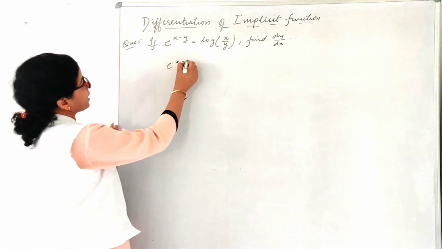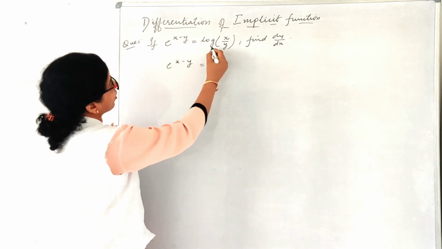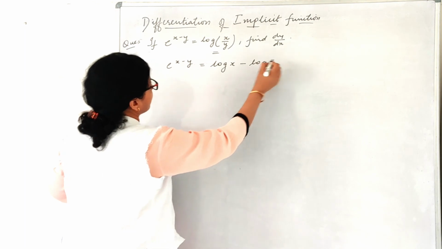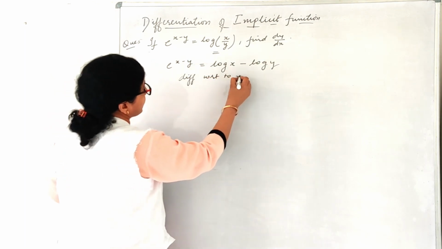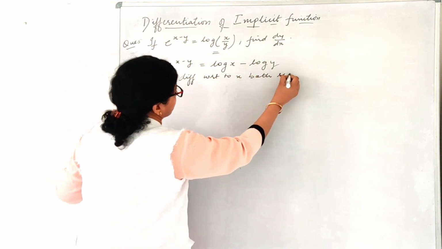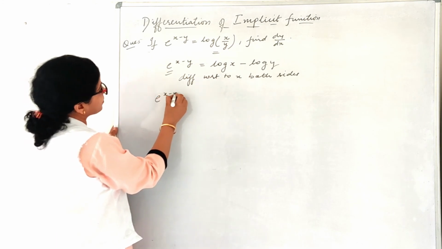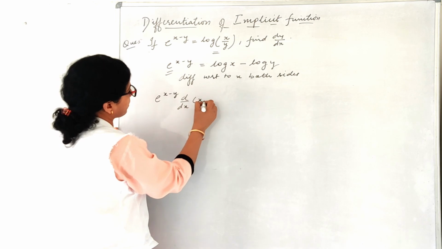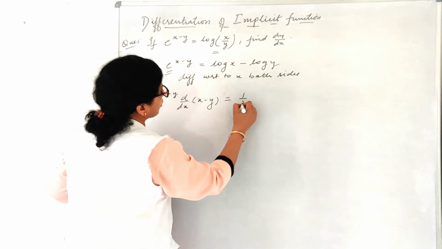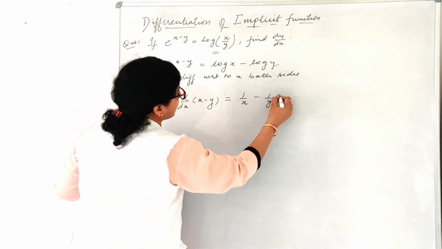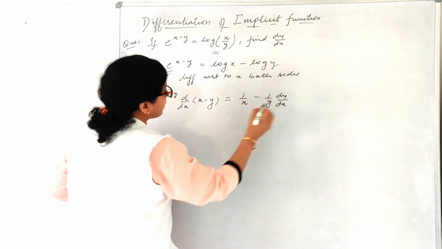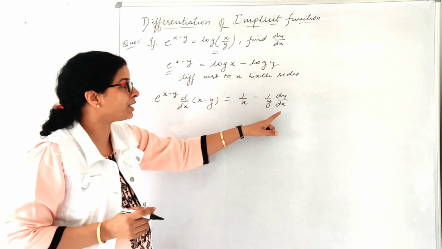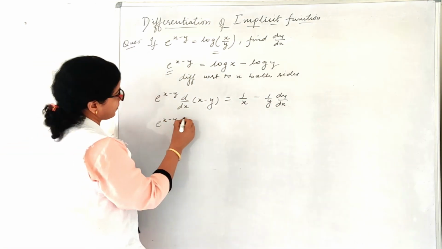So e to the power x minus y, and in this part I'll use the property of logs. Log m by n is log m minus log n, so log x minus log y. Differentiate with respect to x on both sides, right? If you differentiate, e to the power x minus y will be e to the power x minus y times the differential of x minus y, right? And it will be equal to 1 upon x minus 1 upon y dy by dx. So whenever I am differentiating y with respect to x, always dy by dx should come along with it.